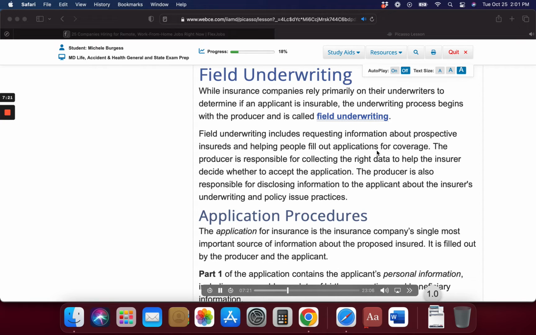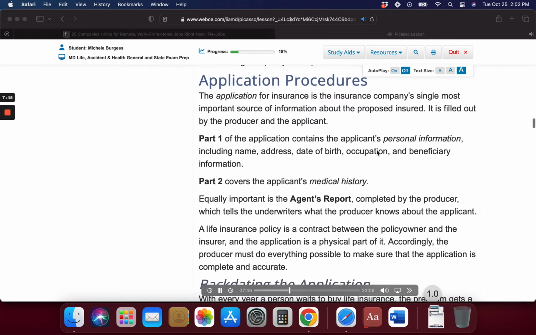Application procedures. The application for insurance is the insurance company's single most important source of information about the proposed insured. It is filled out by the producer and the applicant. Part 1 of the application contains the applicant's personal information, including name, address, date of birth, occupation, and beneficiary information. Part 2 covers the applicant's medical history.